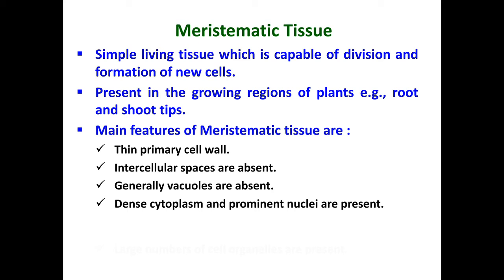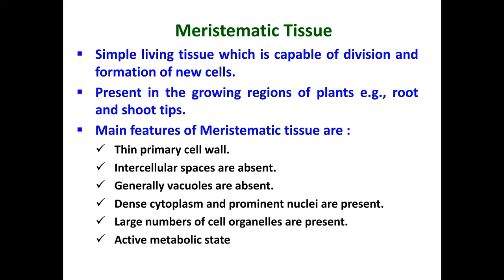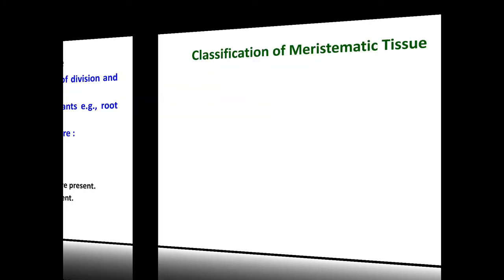Meristematic tissues also have a large number of cell organelles which are in an active metabolic state. In meristematic tissue, stored food is absent. Okay students, now let's understand the classification of meristematic tissue.